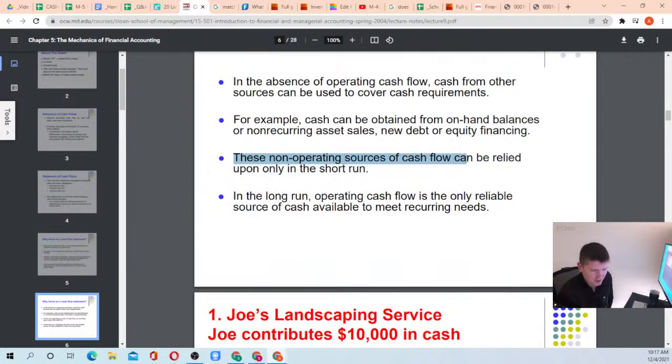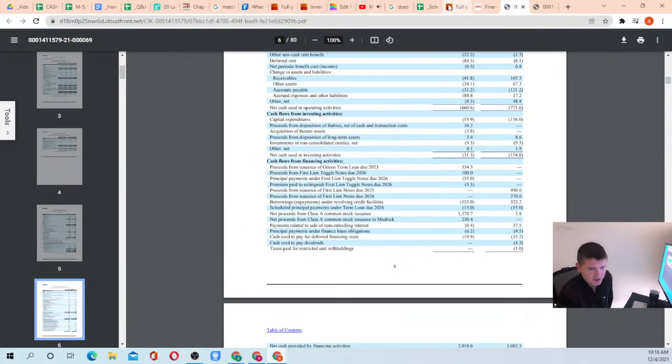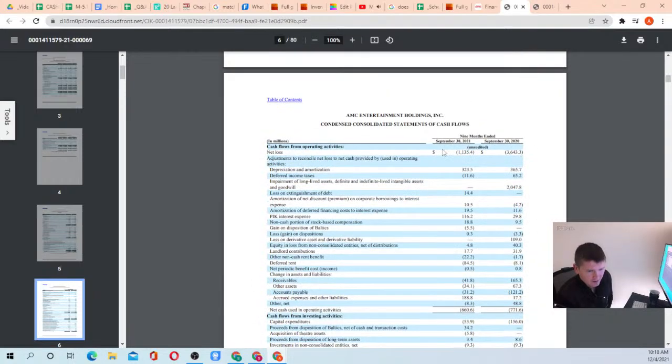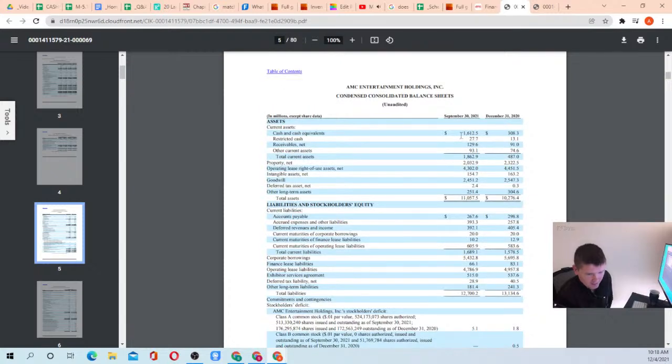These non-operating sources of cash flow can be relied upon only in the short run. Yeah, they will not. So their cash burn rate is currently about $200-300 million per quarter, and they have 1.5 billion in cash. So basically they have cash to survive about 5 more quarters, and if the situation doesn't get better, they will be done.